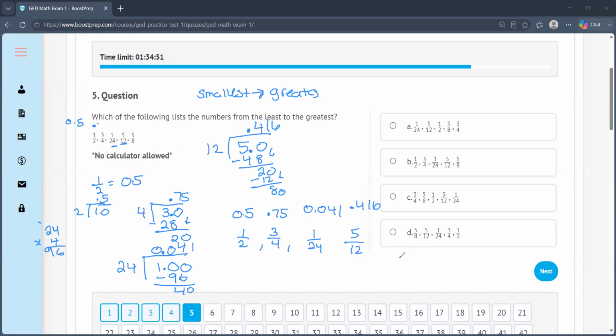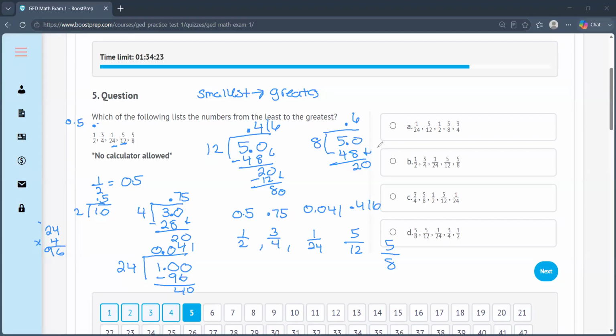And then the last one's 5/8. If you don't know what 5/8 is, that's probably the largest, right? So 5 here, 8 here, placeholder is 0. And then how many times does 8 go into 50? About 6. So put the 6 here, and then 8 times 6 is 48. Bring down the 0.